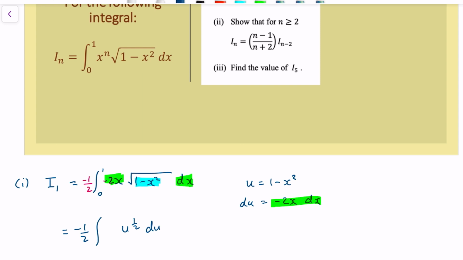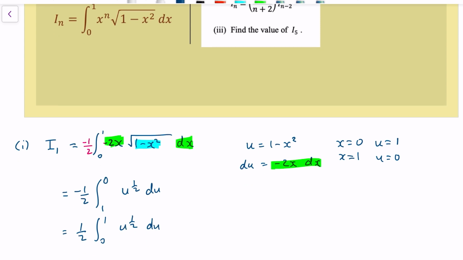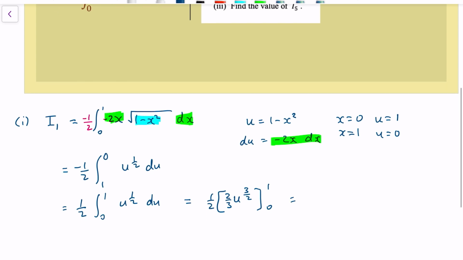Now the limits: when x is equal to 0, u is equal to 1, and when x is equal to 1, u is equal to 0. So our limits flip around, which looks a little bit strange to have the top limit lower than the bottom. It's not an issue. We're not finding an area or anything, but what we can do is flip them back around and get rid of the minus that sits in the front, because if we integrate something backwards, we'd get the negative of integrating it forwards. Okay, so that equals u to the 3 over 2 divided by 3 over 2, or times by 2/3, between 1 and 0, multiplied by 1/2, and that comes out to be 1/3.